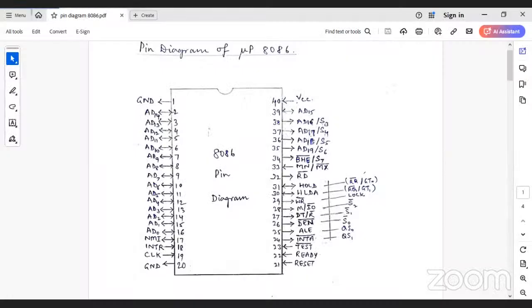Syntax as AD only. Now, apart from that, generally we will have one VCC and one ground. But in this case, although the VCC is one, you will see that there are two grounds in this 8086 processor. So pin number 1 and pin number 20, both are ground pins there.